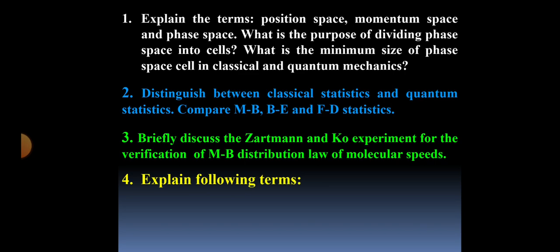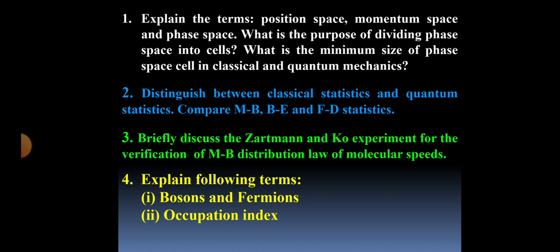Question number 4 is, explain the following terms. First is bosons and fermions. So we have to differentiate between these terms. Second is occupation index, which is equal to Ni upon Gi. N is the number of particles and G is the number of cells in which those particles are distributed. Number 3 is the concept of indistinguishability, which arises in quantum mechanics, which may be Bose-Einstein or FD statistics.